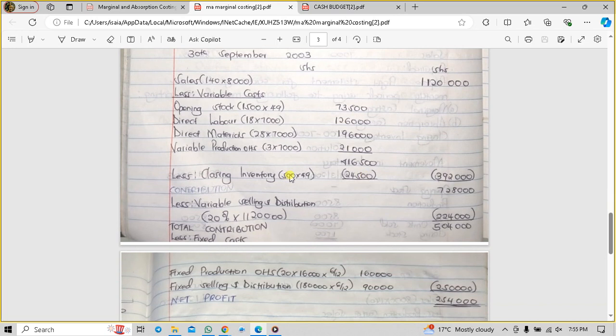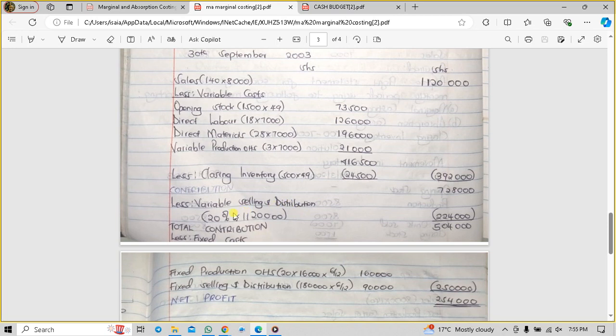That is why we have 500 times 49. 49 is the same as 18 plus 23 plus 3. Then you get that as the closing inventory. So you're going to take the sales minus this, that is the variable cost, for us to get contribution. Then you're going to subtract the variable selling and distribution.